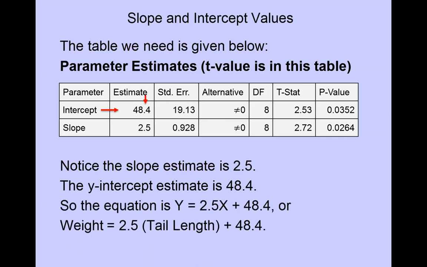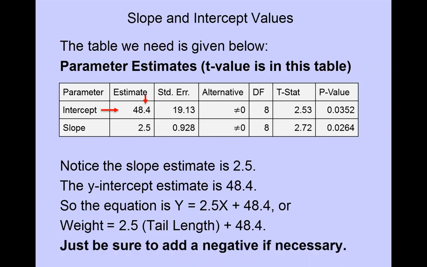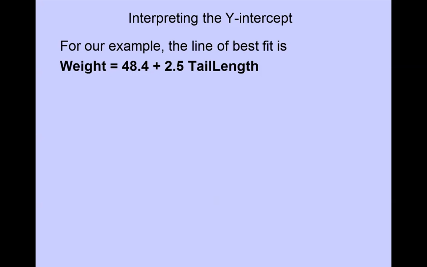So we would write the equation in general algebra as y equals 2.5 times x plus 48.4. Or in our scenario, weight equals 2.5 times the tail length plus 48.4. One warning: if either of the values, the slope or the intercept, is negative, be sure you account for that in your model by putting that sign in when you write your equation. For our example, the line of best fit was weight equals 48.4 plus 2.5 times tail length.